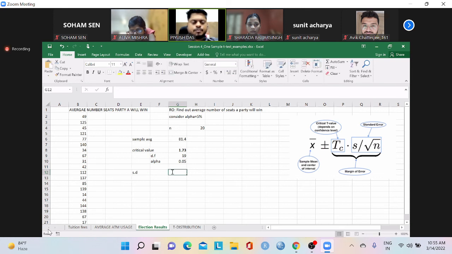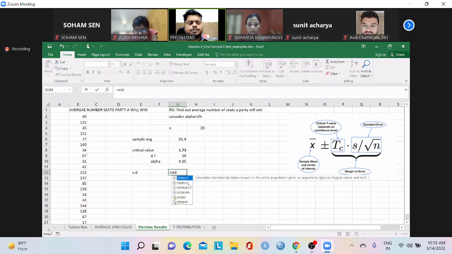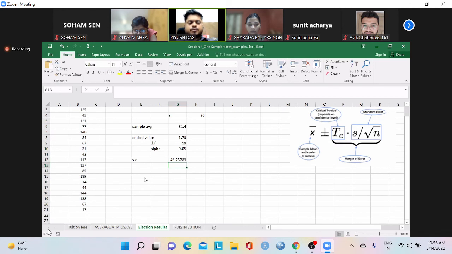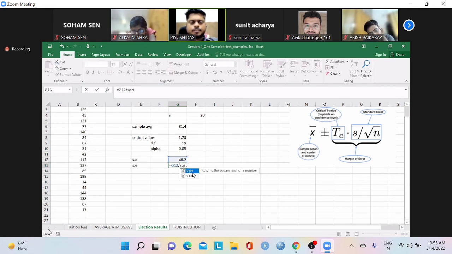So I go to that formula. Standard deviation is 46.23. If you remember, what will be my standard error? Whatever is my standard deviation divided by the square root of the sample size. I have 20 data points. That gives 10.33.